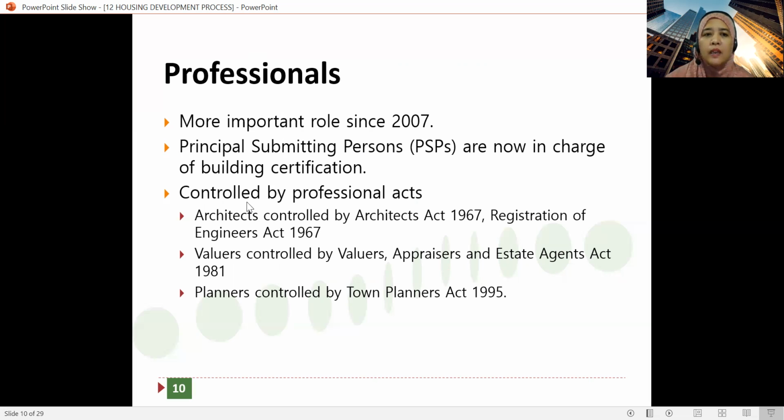Okay, draftsmen. So see there, all these professionals, termasuklah PSP just now, ada professionals lain besides the PSP. They are being controlled by their professional acts. Architects, they have their Architects Act. Engineers, they have their Registration of Engineers Act. Valuers, we have our Valuers, Appraisers, Estate Agents, and Property Managers Act, 1981. You must add another profession here: valuers, appraisers, estate agents, and property managers. And planners are being controlled by Town Planners Act 1995. Okay, somebody else, QS, they have their own act as well.